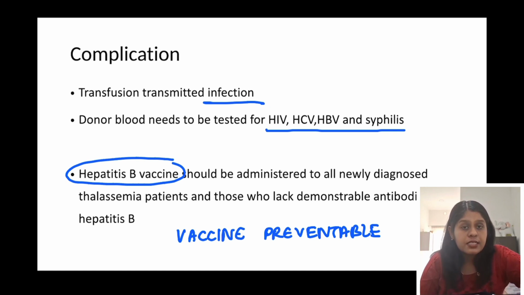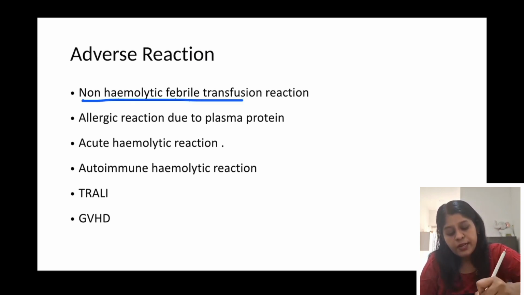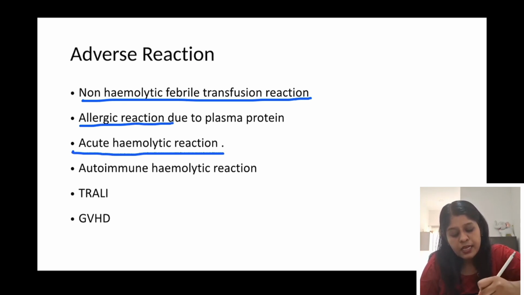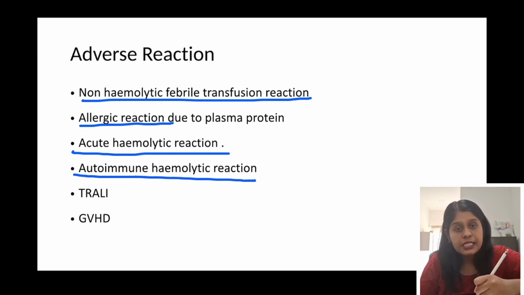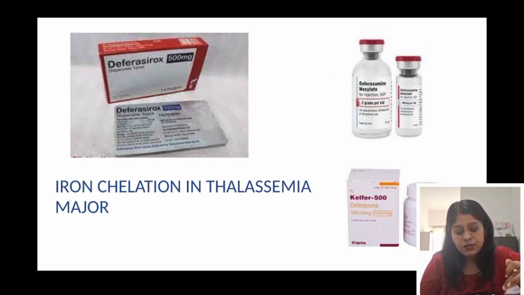What adverse reactions can you expect? Any adverse reaction pertaining to blood transfusion can also be found in thalassemia: non-hemolytic febrile transfusion reaction, allergic reaction to plasma protein, acute hemolytic reaction, autoimmune hemolytic reaction, TRALI, graft versus host disease. All these can come in patients with beta thalassemia when they are given blood transfusion.